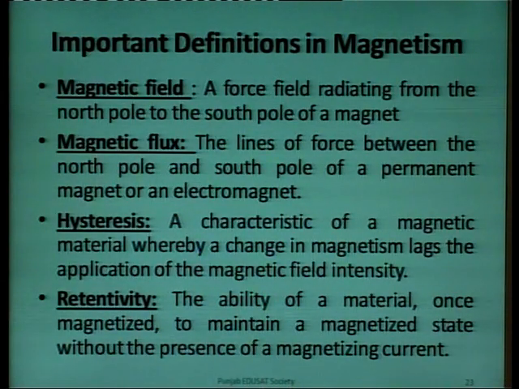Then we are having hysteresis, a characteristic of a magnetic material whereby a change in the magnetism lags the application of the magnetic field intensity. It's known as hysteresis. Then the retentivity. This is the ability of a material, once it is magnetized, to remain in the magnetized state without the presence of the magnetizing current. So, this is called the retentivity of the material.